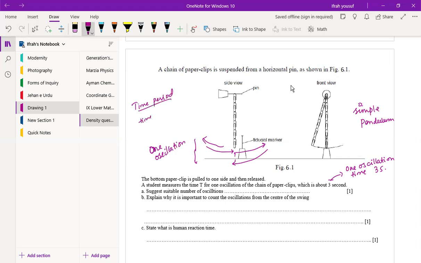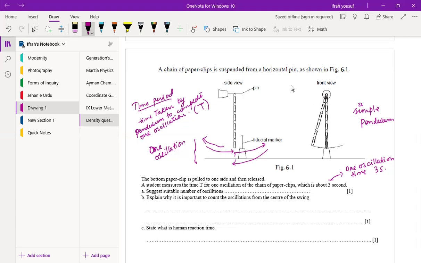Time taken by a pendulum to complete one oscillation. Okay, it is clear, and it must be denoted by capital T, right? So how much time the pendulum takes to complete one round or one oscillation, it is called time period. Time period is the time taken by the pendulum to complete one oscillation.